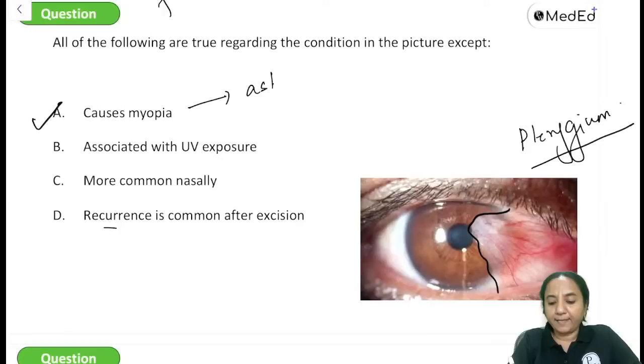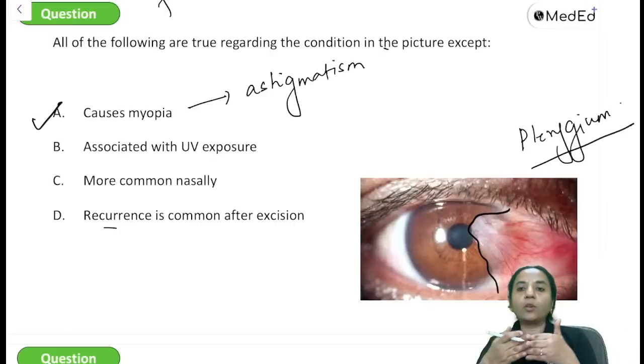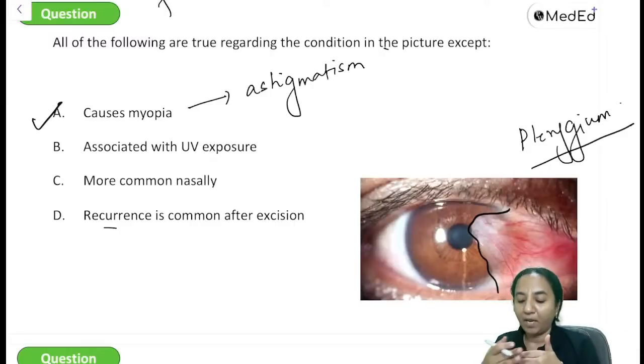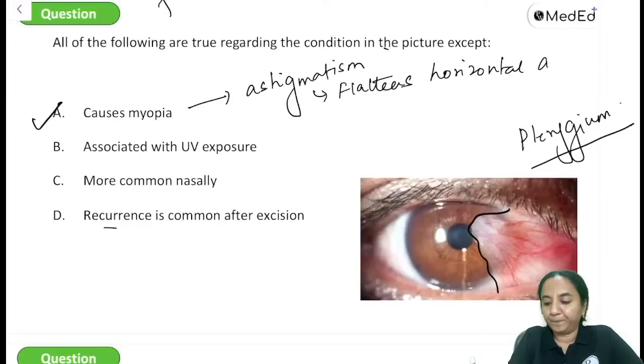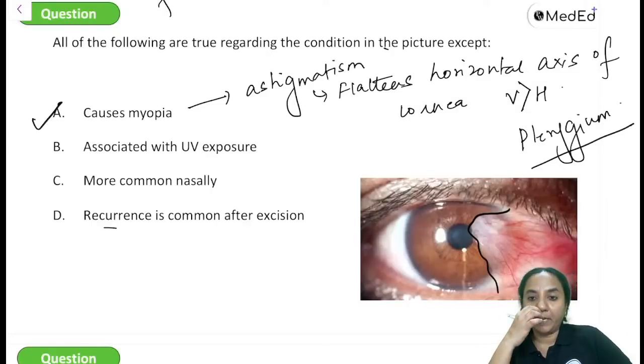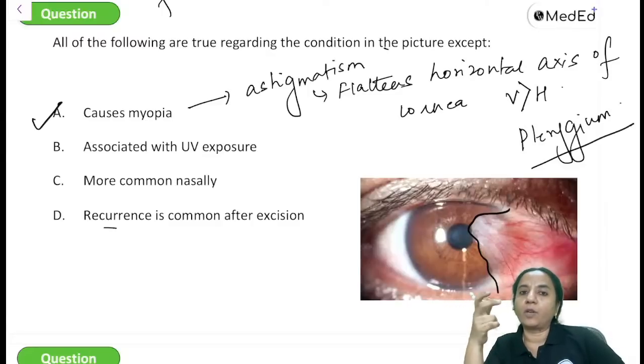What is the refractive error it causes? It causes astigmatism. How does it cause astigmatism? See, it is growing on the horizontal axis of the cornea. So it flattens the horizontal axis, as a result of which the vertical axis becomes more curved than the horizontal. So this is how it causes astigmatism.